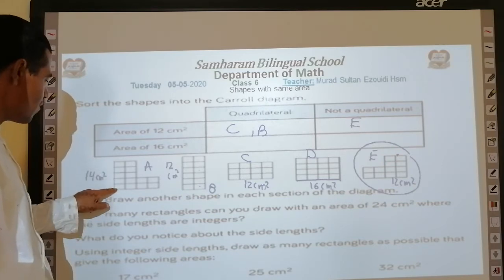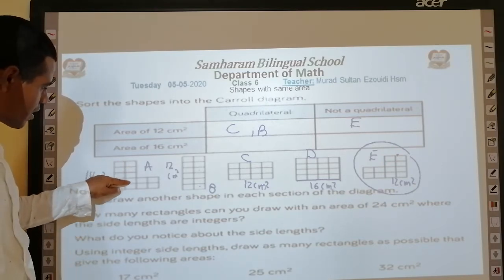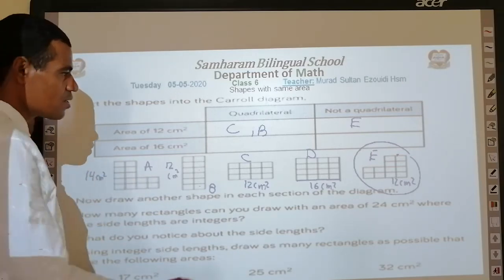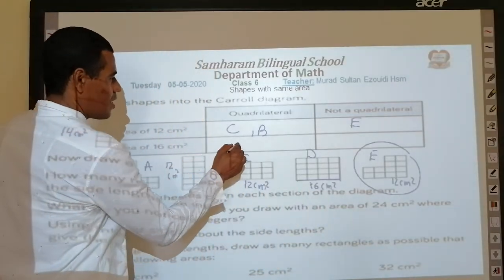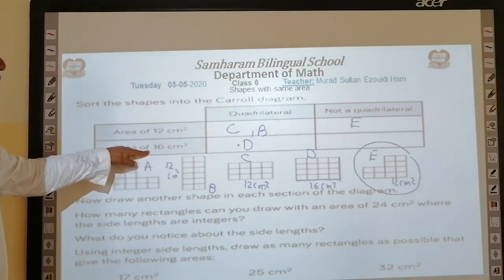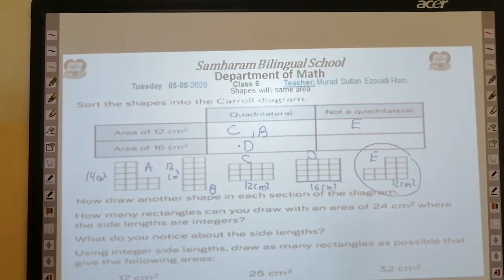This is 12, 14, are you sure? 1, 2, 3, 4, 5, 6, 7, 8, 9, 10, 11, 12, 13, 14. Okay. So, this one only is 16, isn't it? And is a quadrilateral. Yes, it's D. Not a quadrilateral and has an area of 16. No.